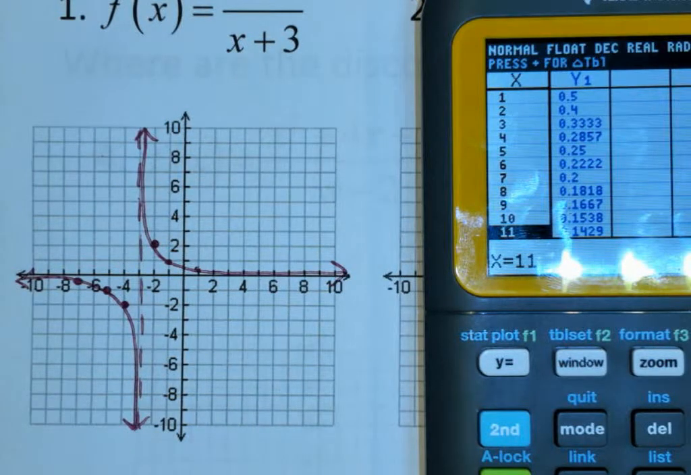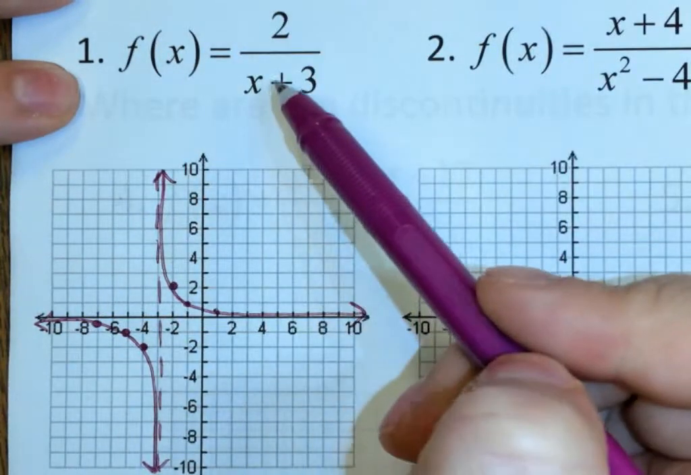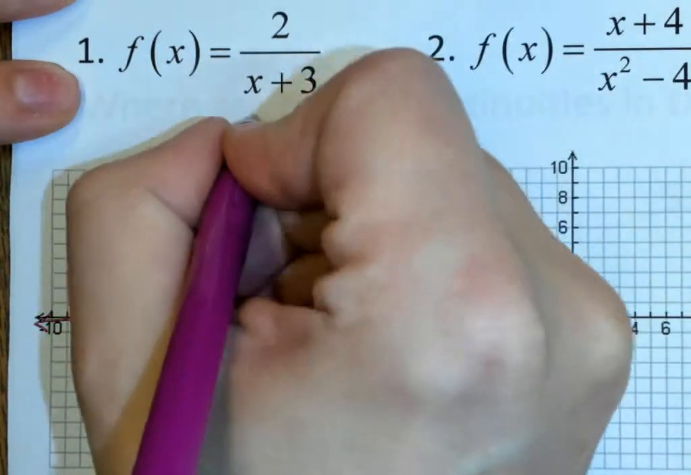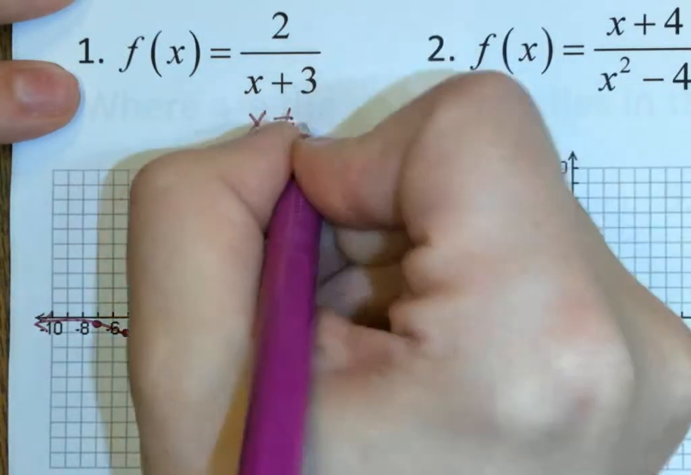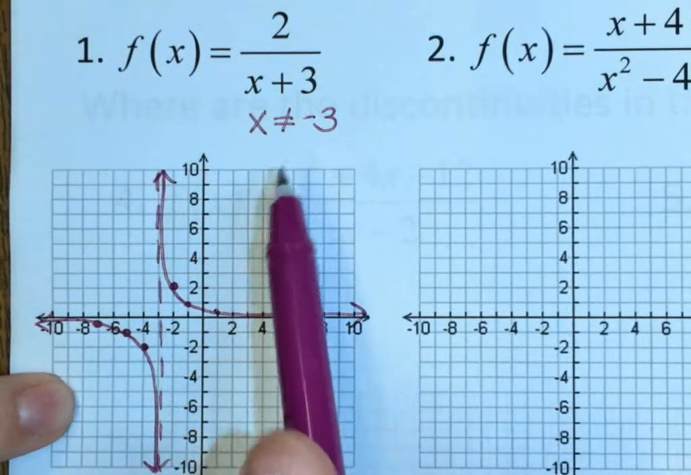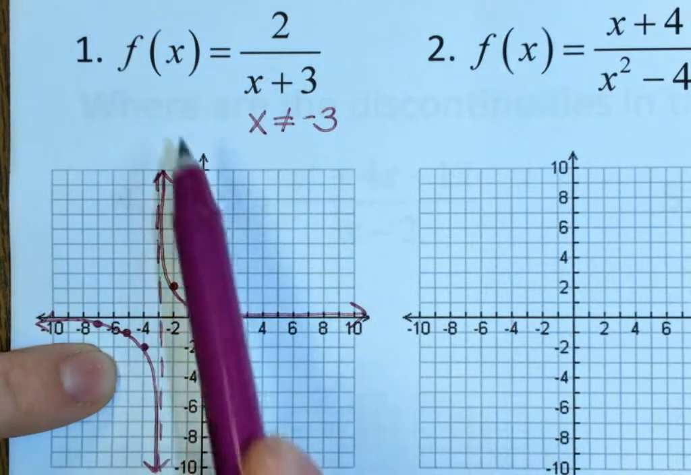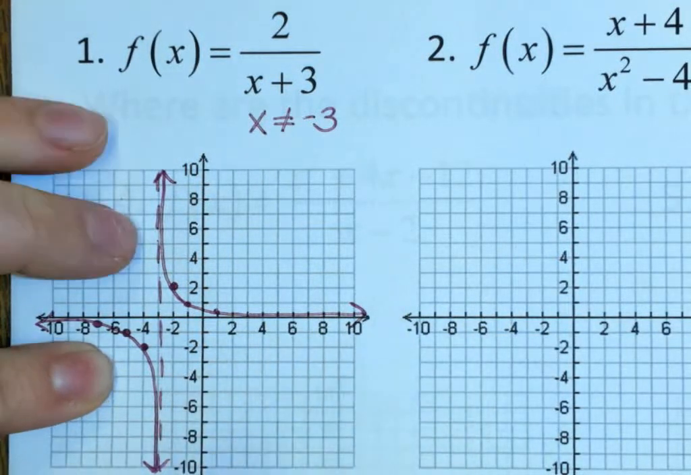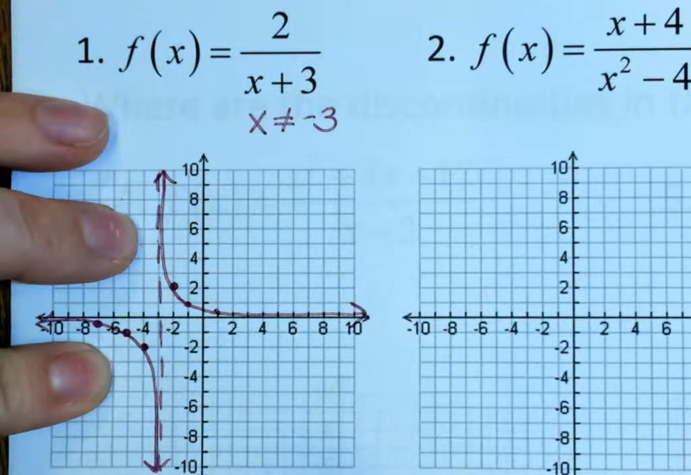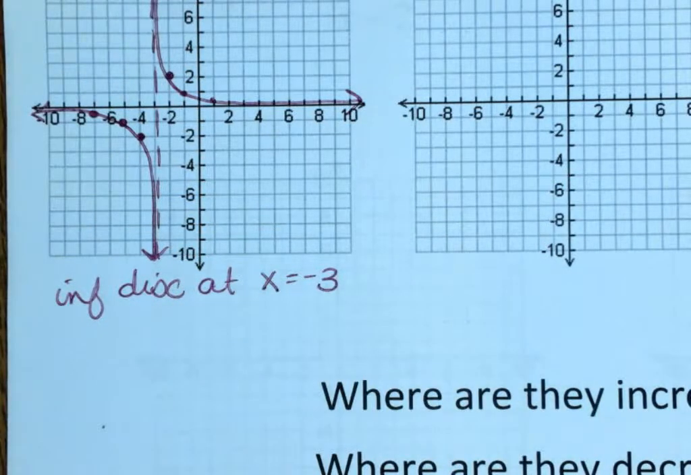When we're talking about continuity, we're really talking about domain restrictions. If you think back to when we first did stuff like this, we said we had some restrictions on my domain. We said x cannot be equal to what? -3. And x cannot be -3 because at that point I would be dividing by 0. At that point I have an asymptote. So this here is an infinite discontinuity at x equals -3.